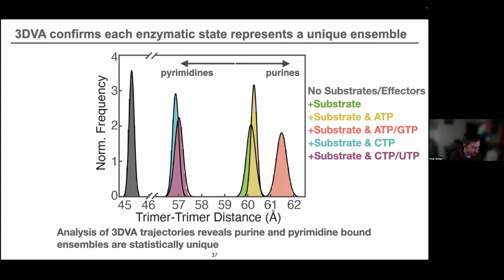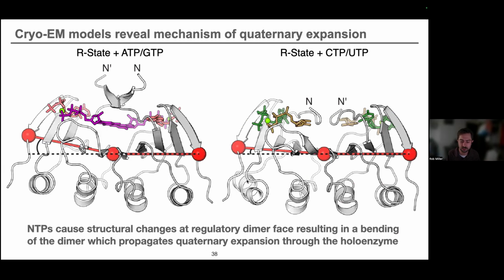But because we had these nice consensus reconstructions and corresponding atomic models, we wanted to ask on an atomic level, what is driving the difference in expansion between these different states? Once again, turning to either side of the spectrum of our states, our most enzymatically downregulated and compacted R state, the R state bound to CTP and UTP, and comparing that to our most enzymatically upregulated, expanded state, the R state bound to ATP and GTP, we saw something really interesting when we investigated the regulatory domain. We simply rotated a regulatory dimer on its side, and we're going to call this the face of the regulatory dimer, where allosteric nucleotides bind.